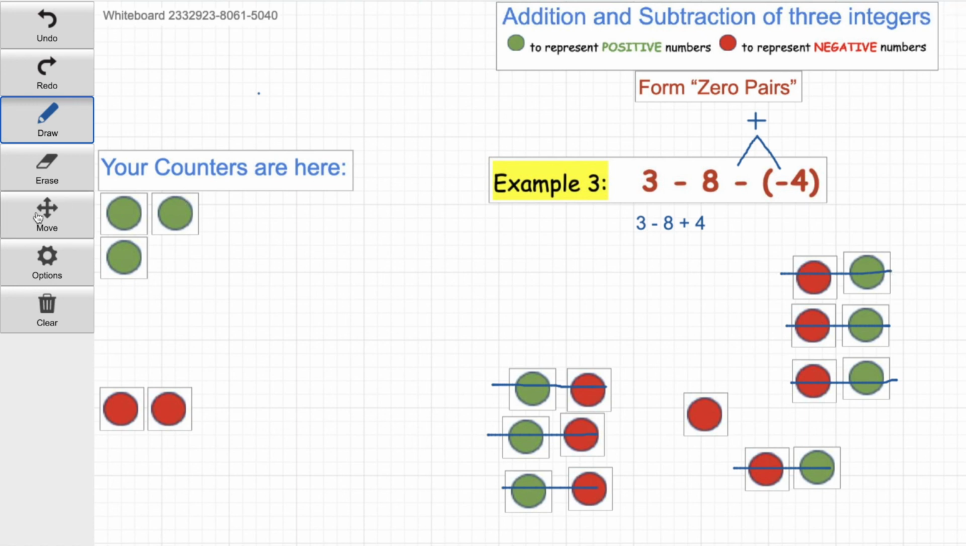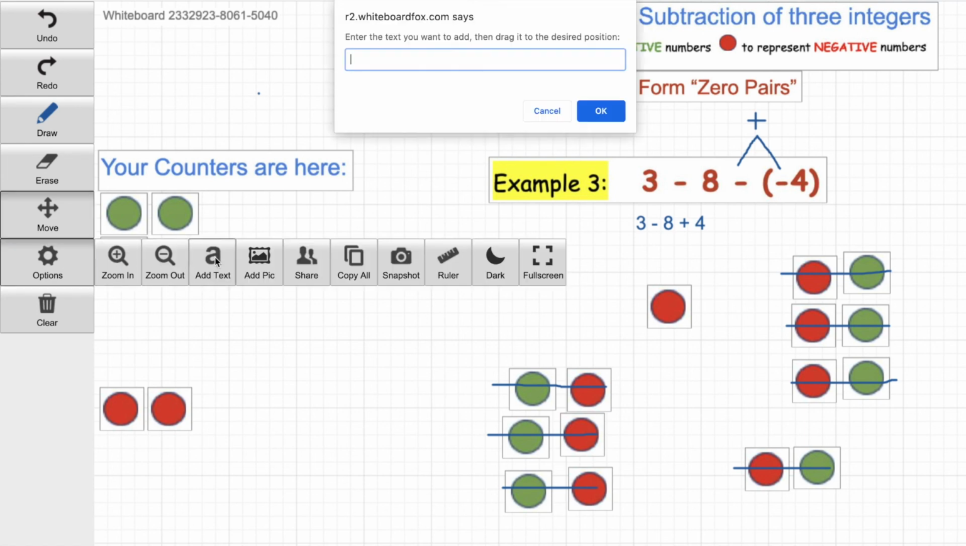Now here we can see that the only thing that we have remaining is one red counter. Now the one red counter will represent what? Very good. The one red counter will represent -1. So therefore our final answer is -1.